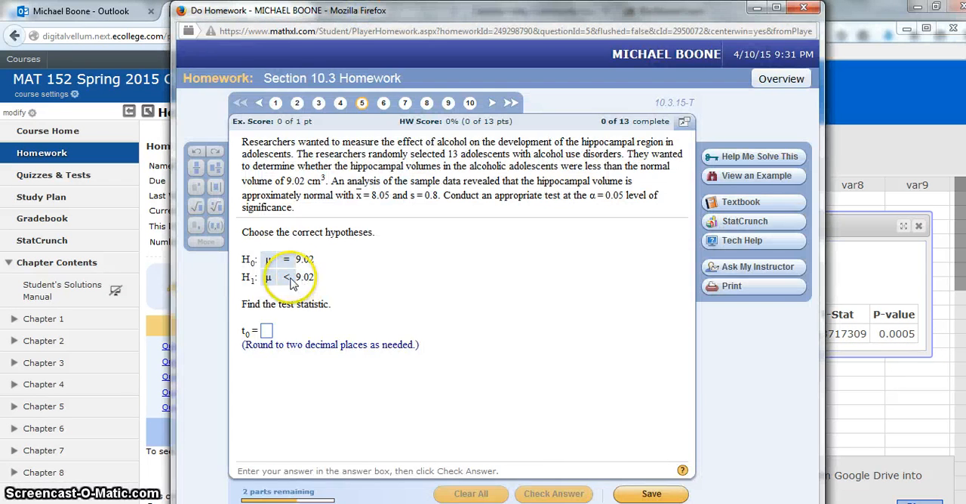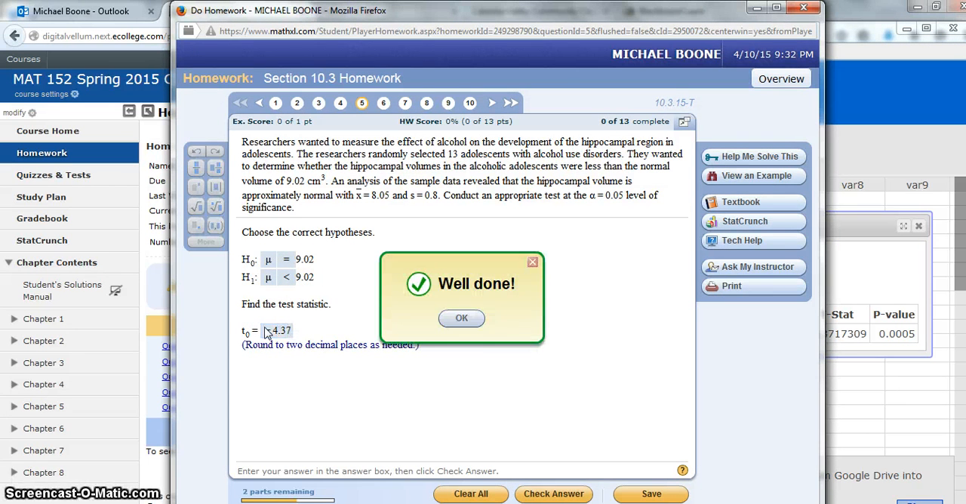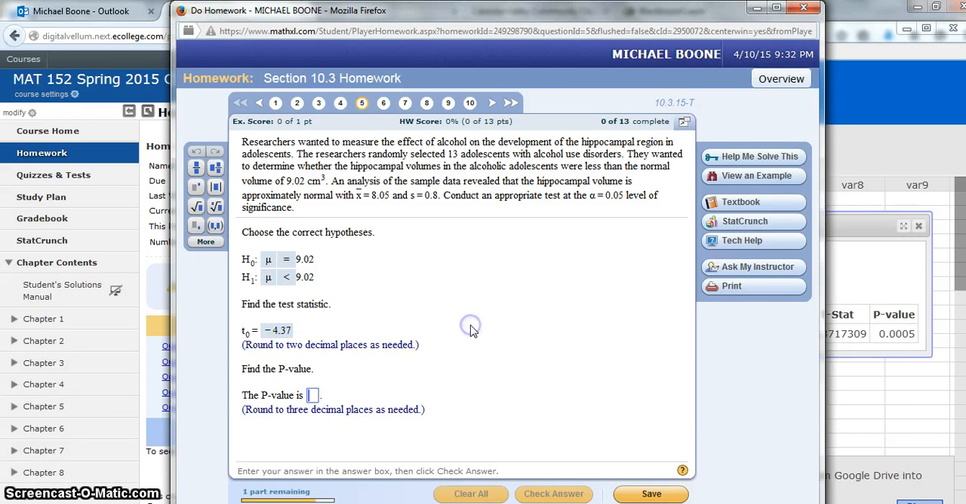So let's go back here and say negative 4.37. And we get it correct. Yay, whatever that means. Find the p-value. That's the one that I'm a fan of, 0.0005. Oh, to 3 decimal places would be 1. So we just got to be careful about our rounding, as always.